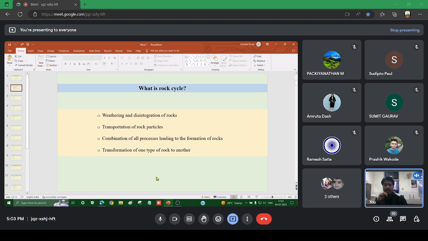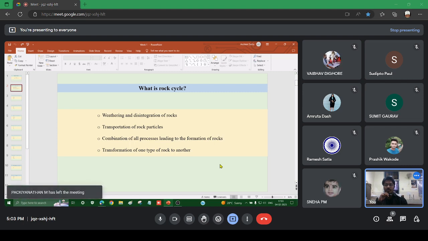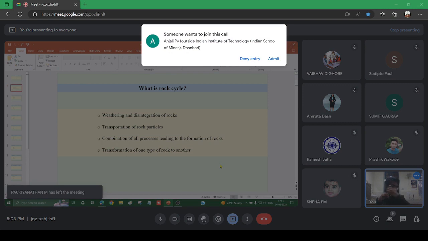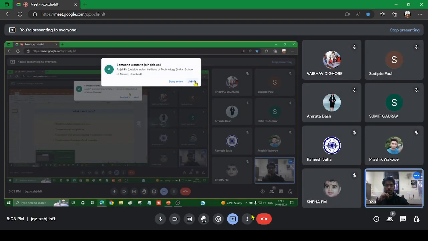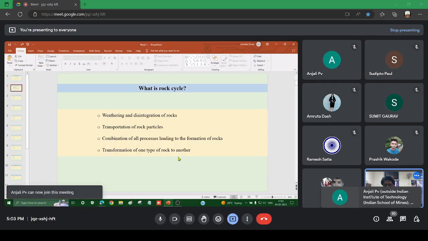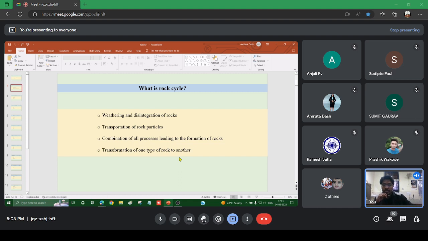I repeat the question and the options. The question is, what is rock cycle? Option 1, weathering and disintegration of rocks. Number 2, transportation of rock particles. Number 3, combination of all processes which lead to the formation of rocks. And number 4, transformation of one type of rock to another. If you have written the question and the options, please tell me, and I will move on to the next question.